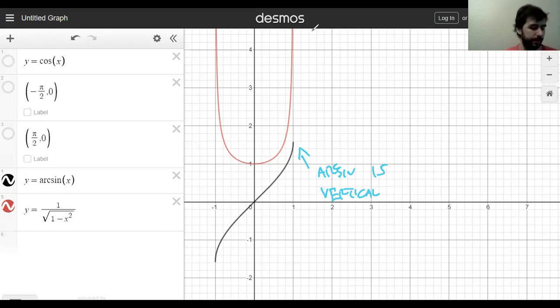And a vertical function, if you remember, is not differentiable. That makes the derivative have an asymptote there. The derivative of arcsine approaches positive infinity here. And the same thing happens here: it becomes vertical, but it's going up, not down, which makes the derivative go to positive infinity. Arcsine is always going up, and that makes the derivative always positive.